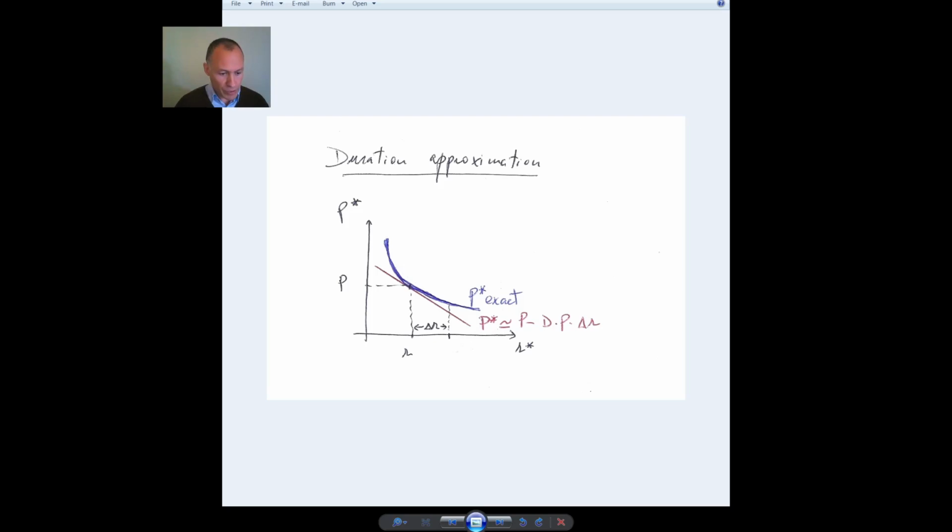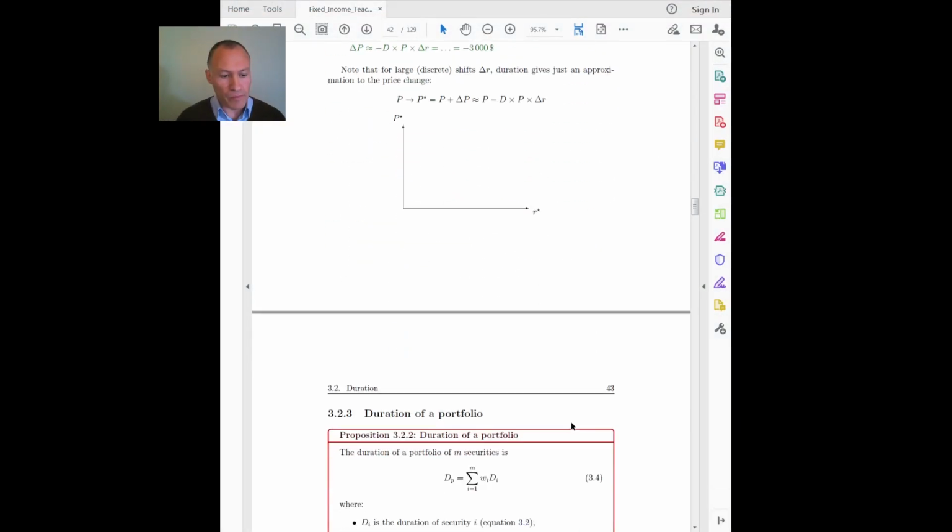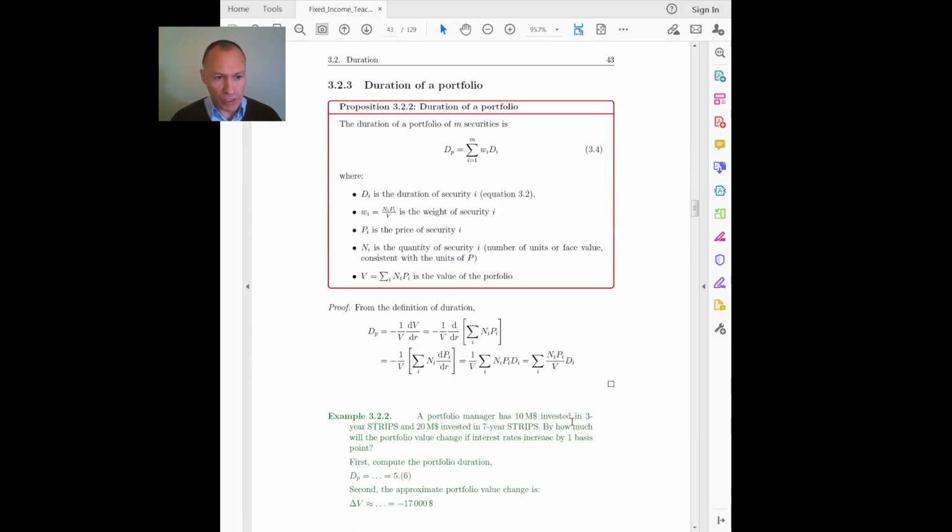All right, so back to the handouts. This was rule number 1. Rule number 2: the duration of a portfolio. The duration of a bond portfolio is very simply the average of the durations of the bonds that we have in the portfolio. So D_i is the duration of bond i, and then we do a weighted average. What are the weights? They are the natural weights, in the sense that they are the value of each bond over the total value of the portfolio.